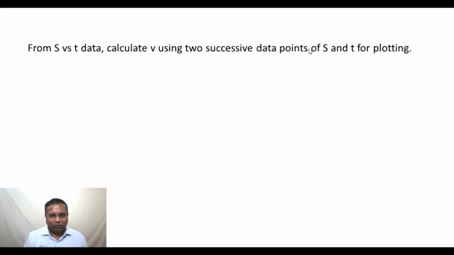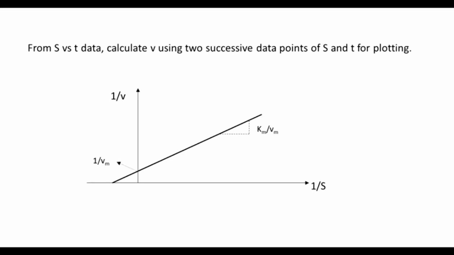When we have the data, we need to use the complete set of experimental data to get the required parameters. So for 1 by V versus 1 by S, you'll get a line like this. The y-intercept is 1 by Vm and the slope is Km by Vm. Other types of plots can also be used. Let's not get into that; you can look at any standard book on enzyme kinetics, including your textbook, which will give you the other plots also.